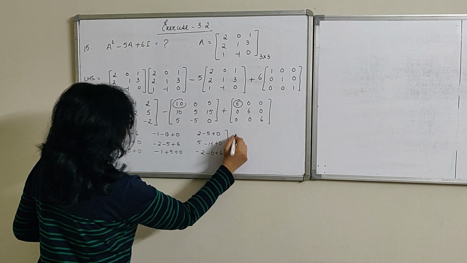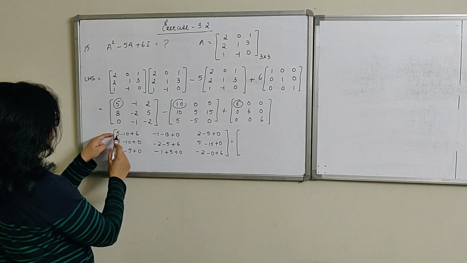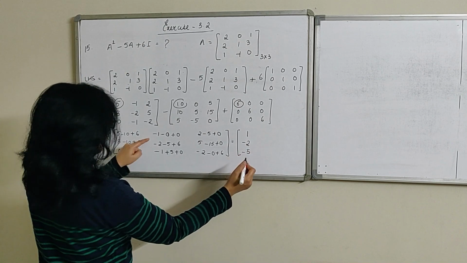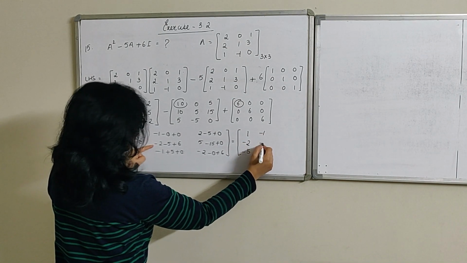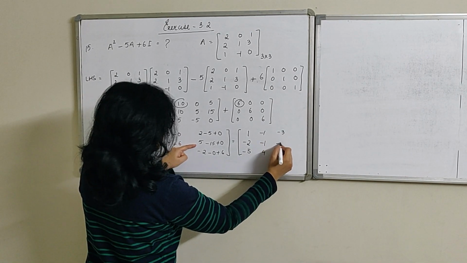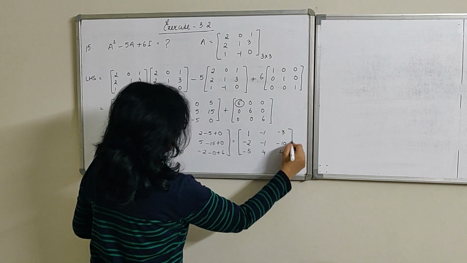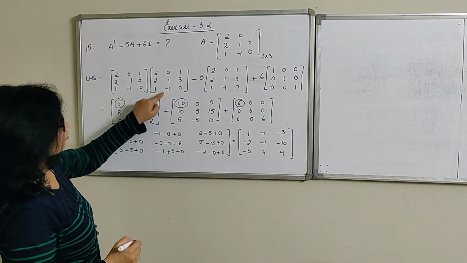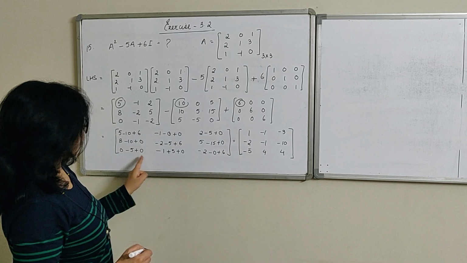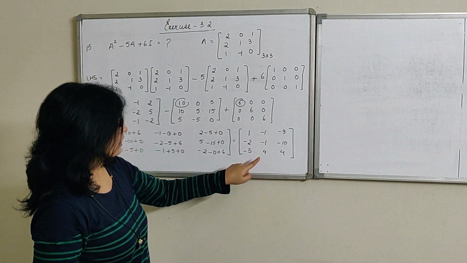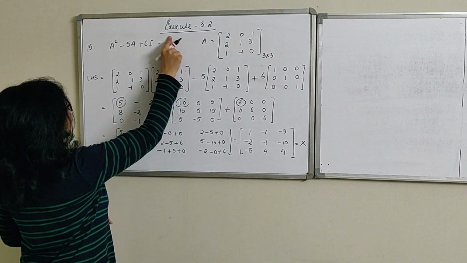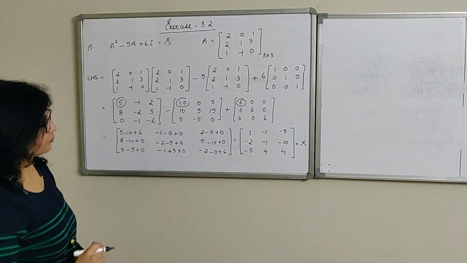And on simplification, we obtain the final result which is 1 minus 2 minus 5. This is minus 1 minus 1, 4, minus 3 minus 10, 4. So multiplying a matrix with itself, performing scalar multiplications, adding and subtracting matrices of same order, we obtain this as the resultant. This is supposed to be given by matrix X. So here we have got matrix X.